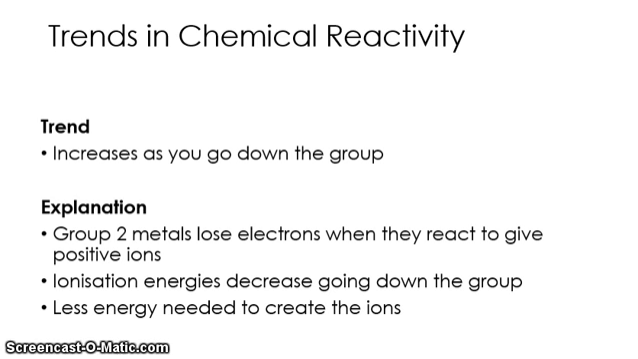Coming on the back of the ionization energy is the trend in chemical reactivity. The group 2 metals get more reactive as you go down the group, and the explanation for this is what we just talked about, the ionization energy. Group 2 metals, when they react, lose electrons, so they give up electrons to give positive ions. We've already said that the ionization energy decreases going down the group, so it takes less energy to create those positive ions. Because it takes less energy to create those positive ions, they're going to be more reactive. Therefore, the chemical reactivity increases as you go down the group.